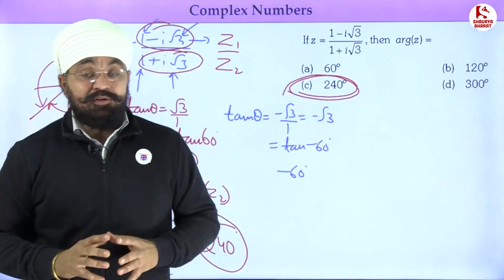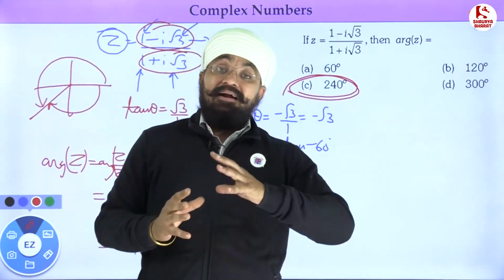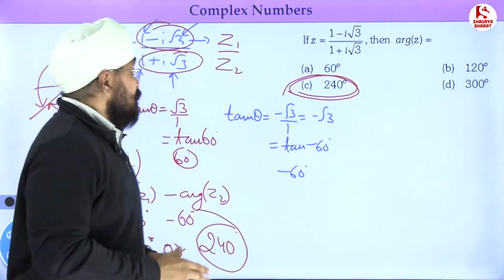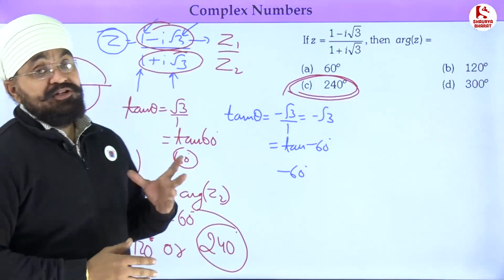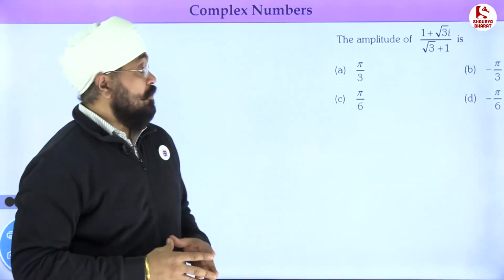It depends on you how you are going to do that division format. Either you divide it and then find the argument, or use the property which is much easier than the original method. Now let's take one more question of the same type.